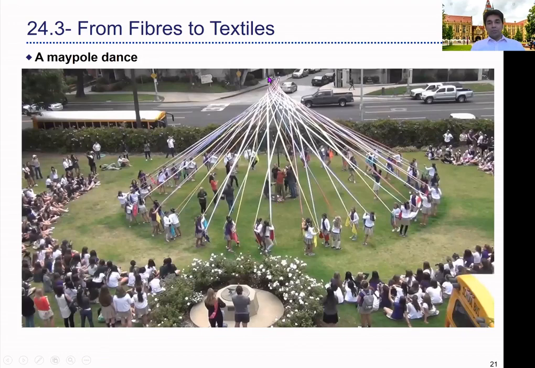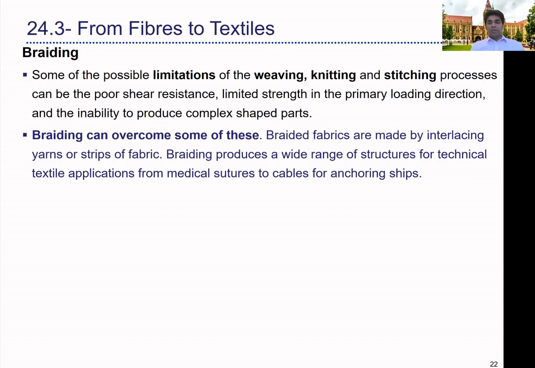You'll see that at this point, the ropes or strings are held together at one point, and then the carriers move along with a specific pattern, so it will create this kind of structure. Components manufactured through braiding can be used in multiple applications, like technical textiles, medical structures, or cables anchoring ships. Sometimes in the automobile and aerospace industries, tubes or structures are covered with braided fabrics to make them stronger or to protect them against environmental or other damage.